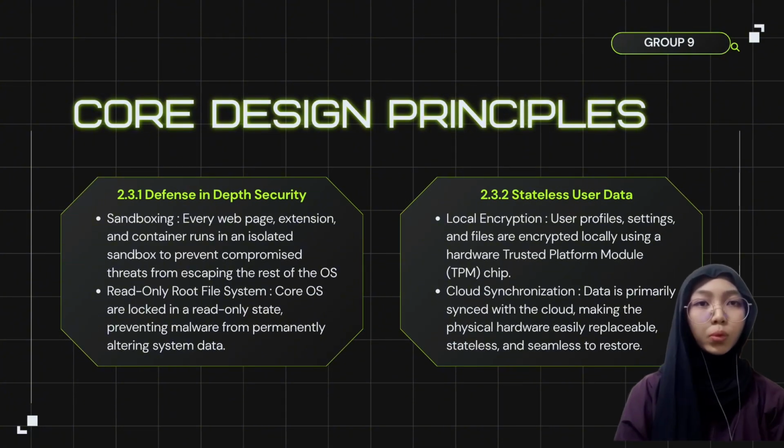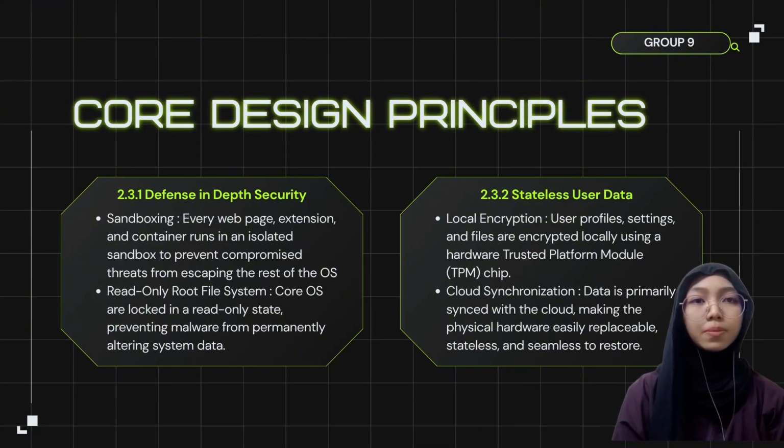Now, why is Chrome OS built this way? It all comes down to two main principles. First, defense in-depth security. Chrome OS is built with the assumption that malware will try to attack, so it uses multiple walls to stop it. Like sandboxing, every web page and app runs in its own isolated box. If you accidentally click a malicious link, the virus is trapped in that single tab and cannot infect the rest of the computer. The other is the read-only root file system, where the core system files are permanently locked in read-only mode, meaning malware physically cannot modify or damage the operating system.